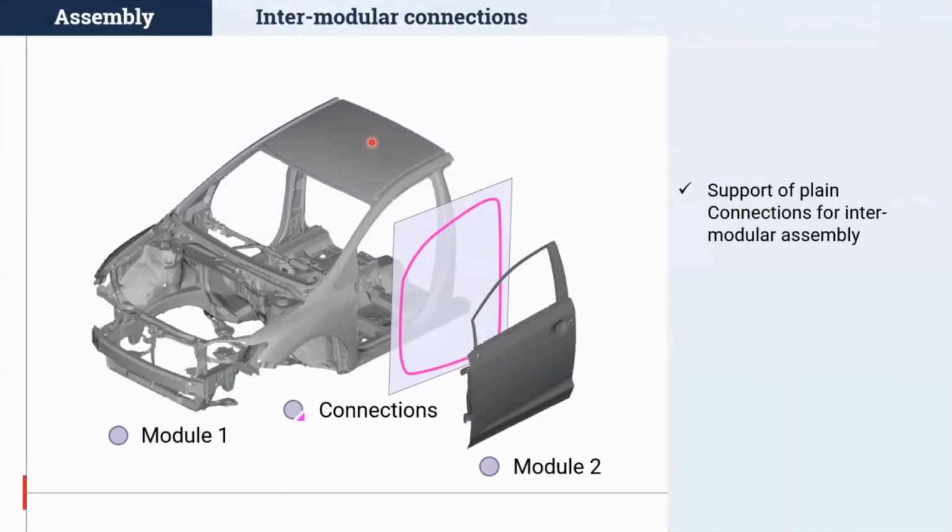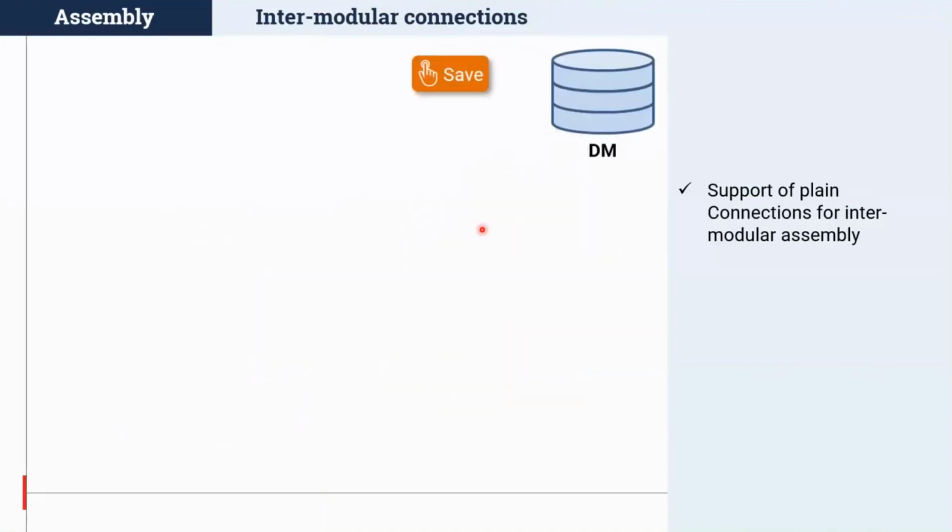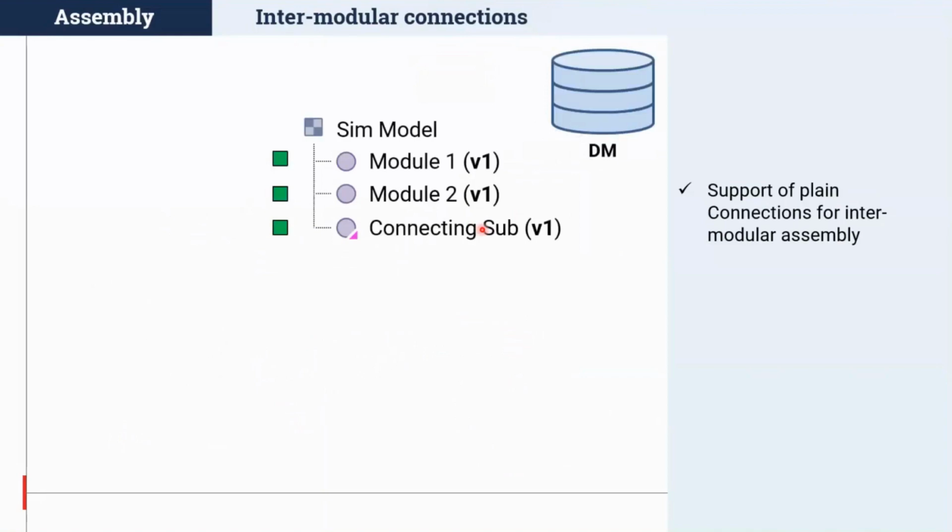What I mean by plane connection entities is that you can now use the connection lines to connect two subsystems together. And the connecting subsystem, or the connection line, could also be stored into the DM and version controlled as a connecting subsystem. So when you save a simulation model, as shown in this example, where we have a body and a door connected by a connecting line, or a seam line or a spot line, that can be stored as a connecting subsystem, and you can also version control them.